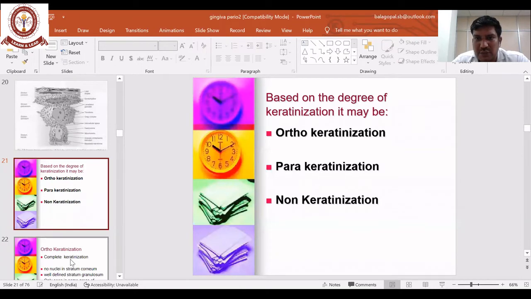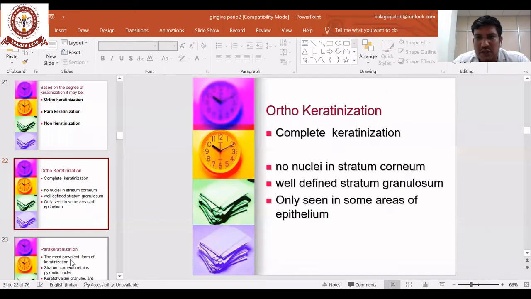We have three types of keratinization: ortho-keratinization, para-keratinization, and non-keratinization. The oral tissues are usually ortho-keratinized, the gingival sulcus is para-keratinized, and the junctional epithelium is non-keratinized. Ortho-keratinization is a complete keratinization, with no nucleus in the stratum corneum and a well-defined stratum granulosum, only seen in some areas of oral epithelium.